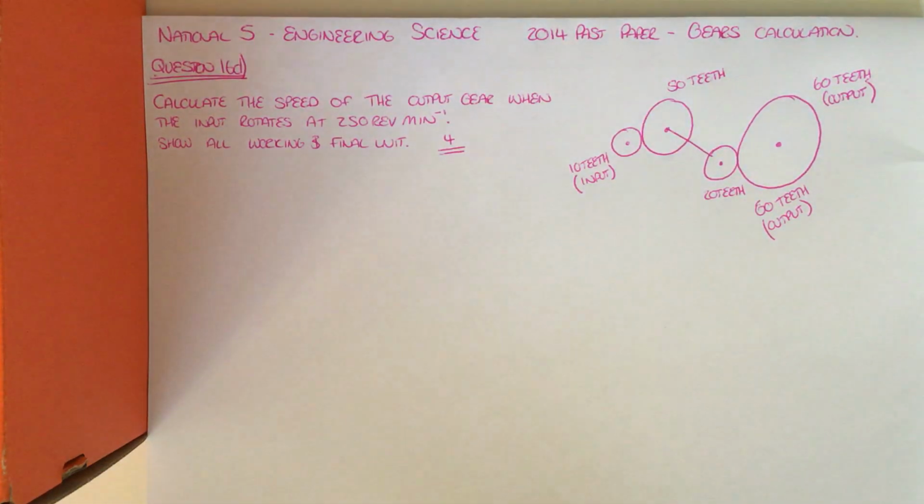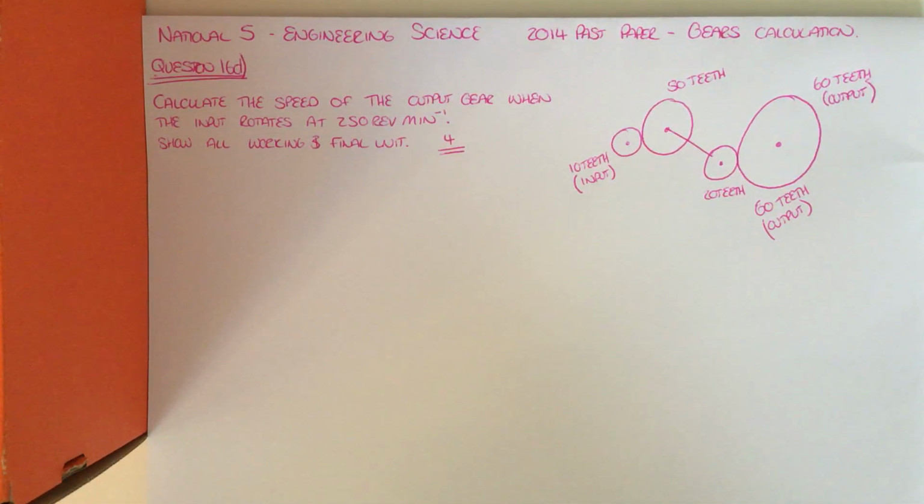Okay, so here we are looking at a 2014 past paper question again. It is the gears calculation and it is question 16D. Now this is part of a larger question, but it's just the calculation part that we're going to focus on. The question states, calculate the speed of output gear when the input rotates at 250 revolutions per minute. Show working and final unit. It is worth 4 marks.